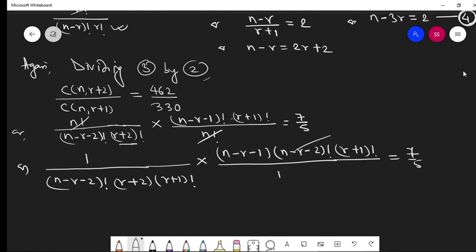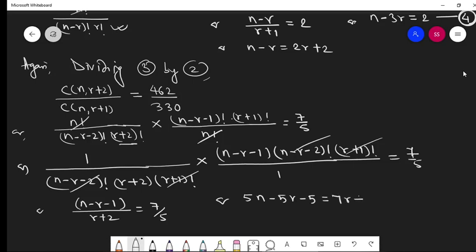Then we can cancel this, we can cancel this. So what we obtain, (n minus r minus 1) over (r plus 2) equals 7 by 5, or by cross multiplication, 5 times this is 5n minus 5r minus 5 equal to 7r plus 14.